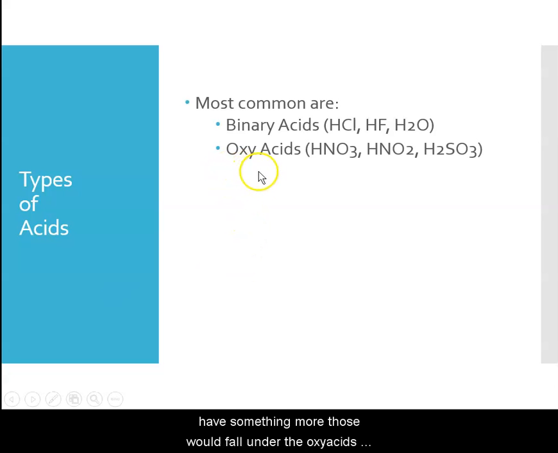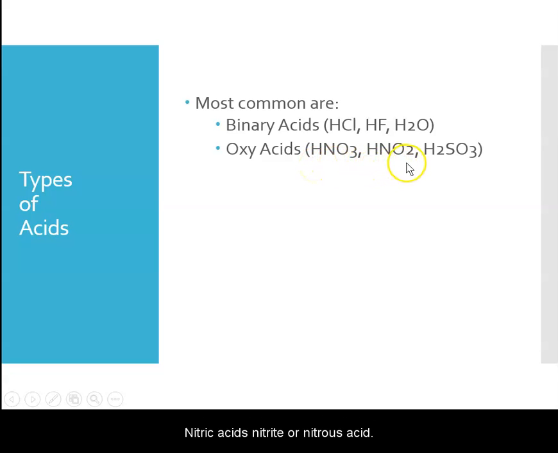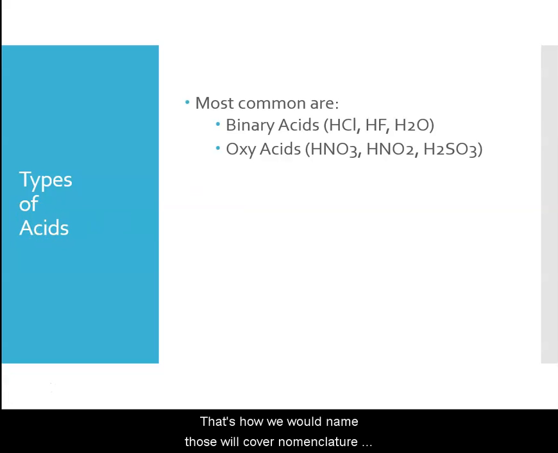And that means if we have a binary, we must have something more. Those would fall under the oxyacids. Oxy for oxygen. As we can see, all of these have oxygen within them. They don't all have to have hydrogen in the beginning, but for this example, they do. And so this one would be called nitric acid, nitrite, or nitrous acid. And then sulfuric acid. That's how we would name those. We'll cover nomenclature, the system of naming, in a different chapter.